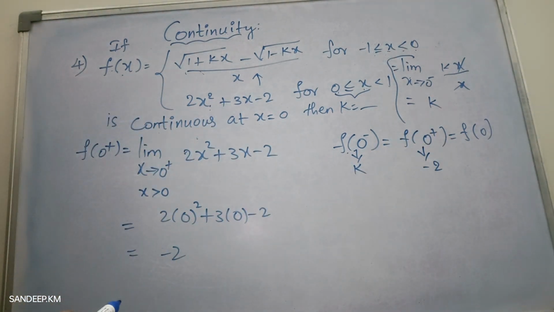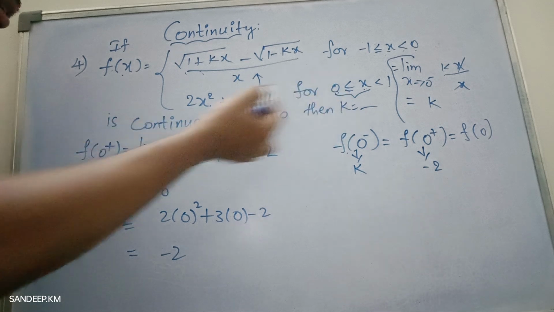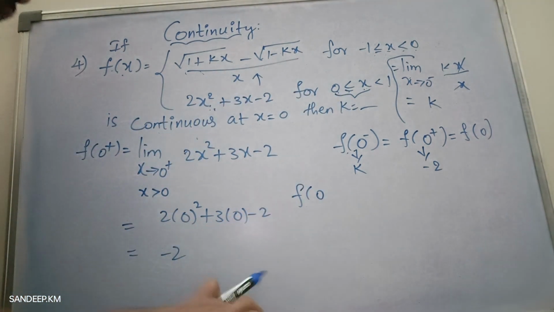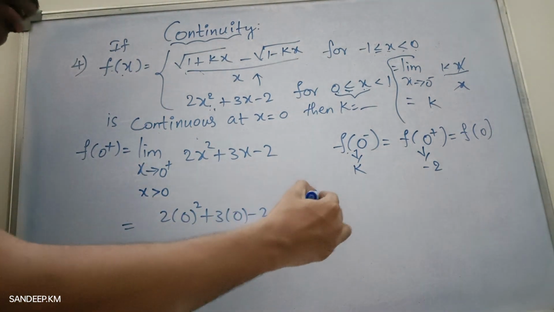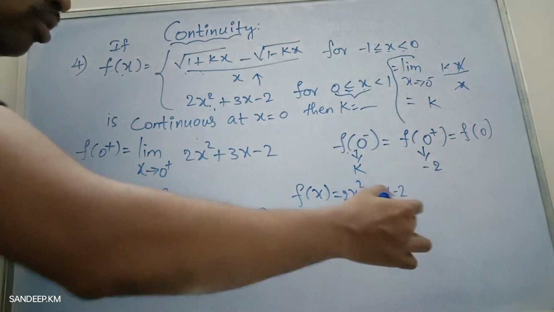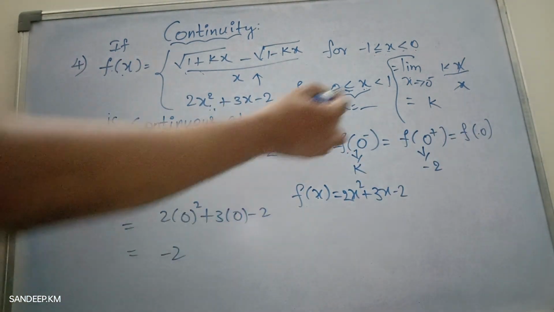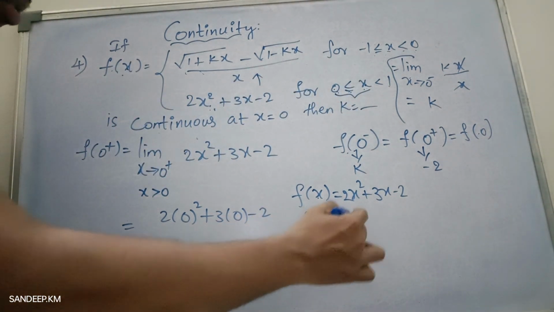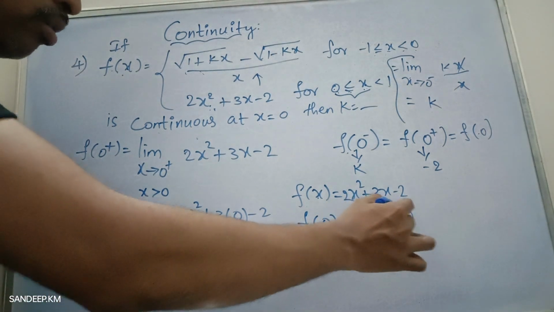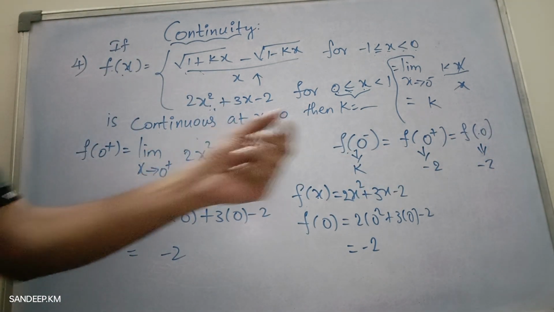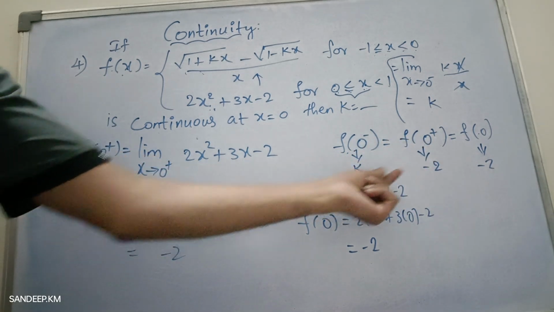What about the value of the function? When x is equal to 0, then also f of x is this only. f of x is equal to 2x square plus 3x minus 2 when x is 0. So f of 0 is equal to 2 into 0 square plus 3 into 0 minus 2. Here also you will get same value minus 2. So dear students, since the function is continuous at x is equal to 0, LHL is equal to RHL. So therefore k is equal to minus 2.